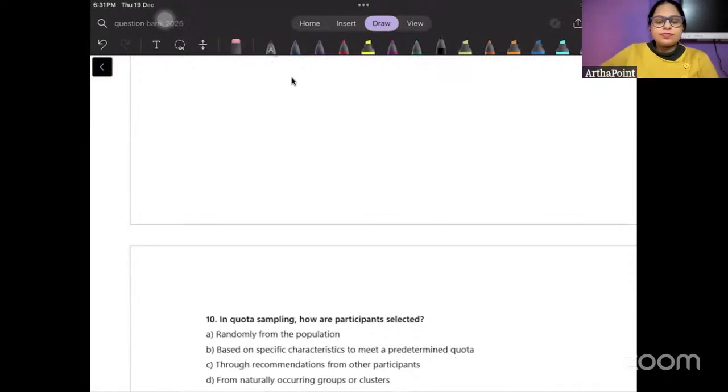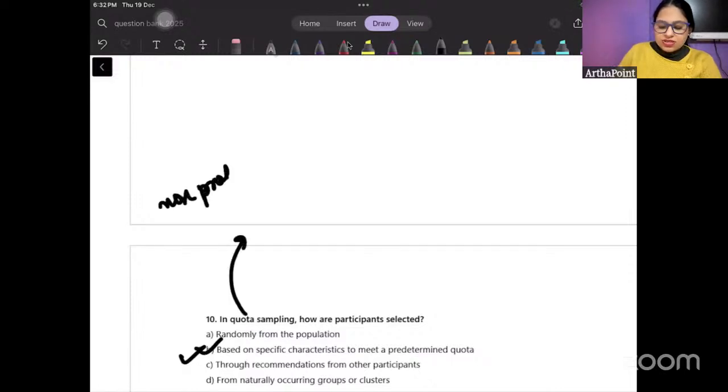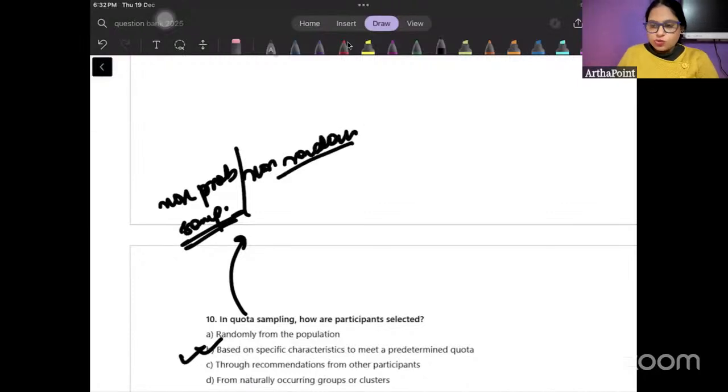Quota sampling. Try to answer this one. ठीक है, that is correct. Correct. Yes. So the correct answer to this question is B. Quota sampling क्या करता है? Quota sampling is non-probabilistic sampling technique. Non-random in nature. So this is very often used.